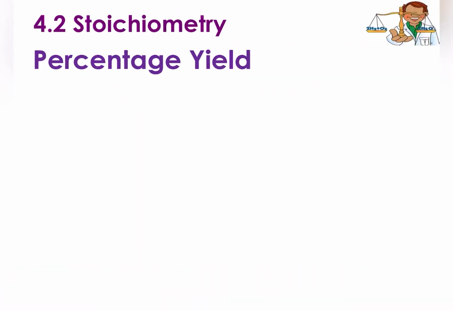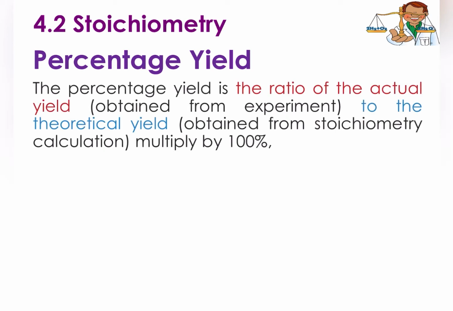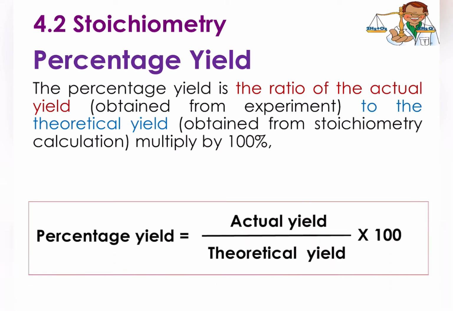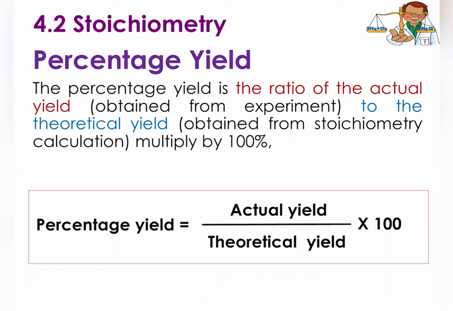So what is percentage yield? Percentage yield is the ratio of the actual yield, which we will obtain from the experiment, to the theoretical yield, which we obtain from the stoichiometry calculation, multiplied by 100%. And we can derive the formula from this definition where percentage yield equals actual yield over theoretical yield times 100%.